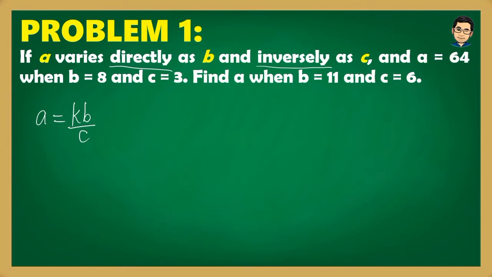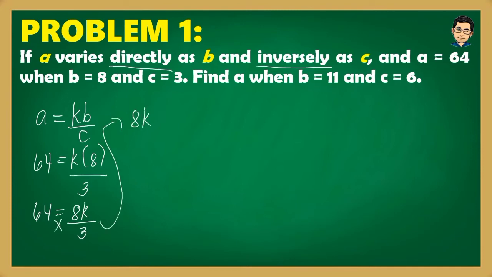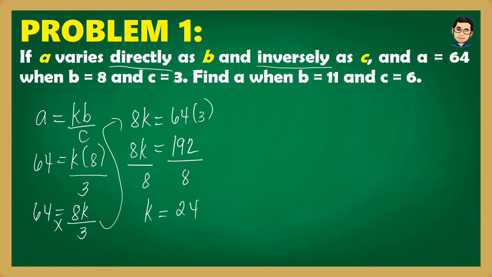So the value of A is 64. The value of B is 8. And then the value of C is 3. And then 64 is equal to K times 8, that is 8K, all over 3. And then cross multiply, 8K is equal to 64 times 3, and that is 192. Then we divide both sides by 8, so the value of K is 24. So meron na tayong value ng K, which is 24.